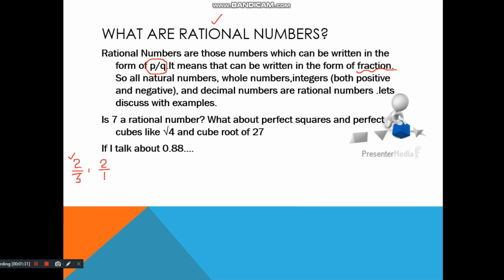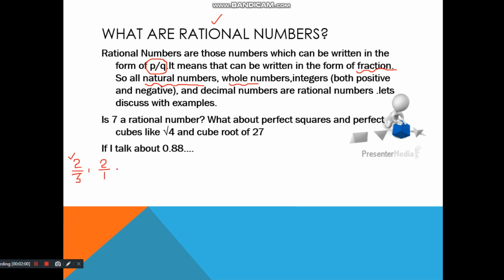In my previous video, I explained what these numbers are called. These are called natural numbers. It means all natural numbers are rational numbers. Now 0 is also a rational number, so whole numbers are also rational numbers. Natural numbers and whole numbers can be written in the form of a fraction, so all these numbers are called rational numbers.